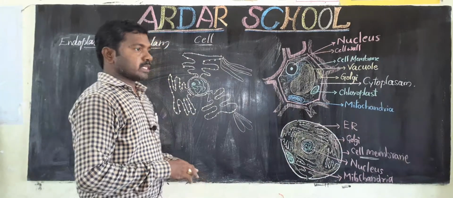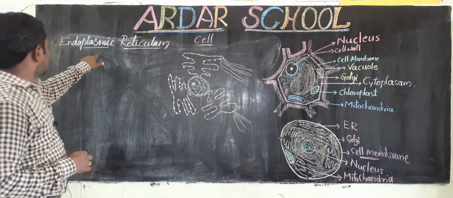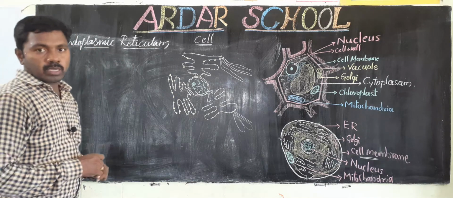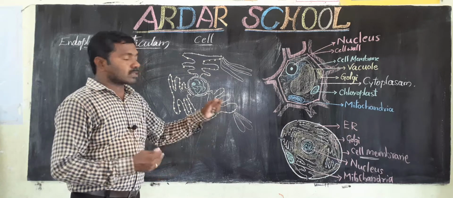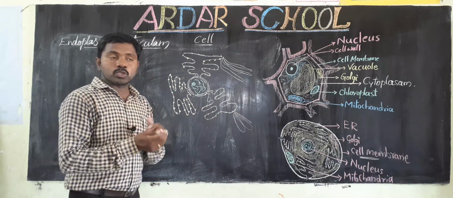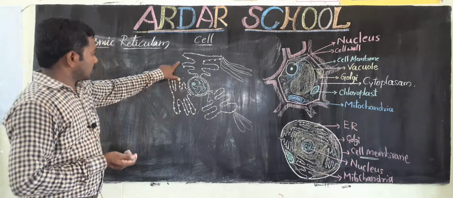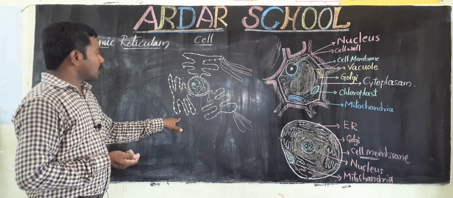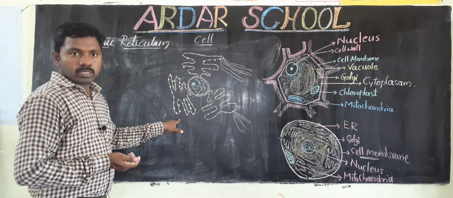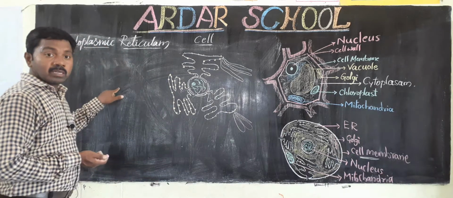Okay children, now we discuss the next cell organelle, the endoplasmic reticulum. When the cell is observed under the microscope, we can observe a network, like this one. This is called the endoplasmic reticulum. It is also known as the skeleton of the cell.